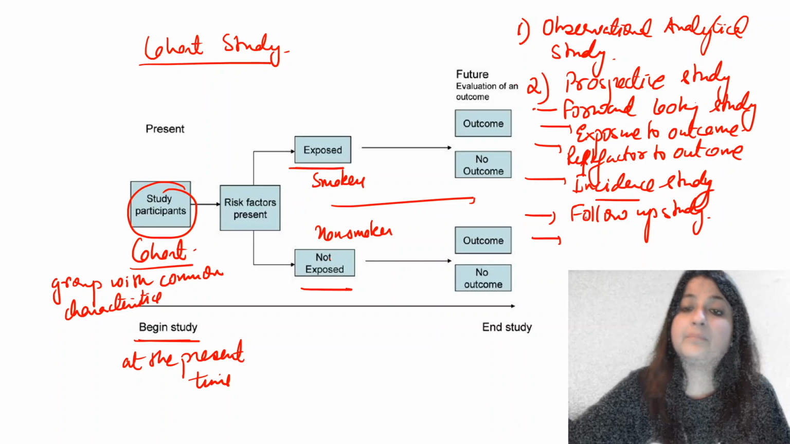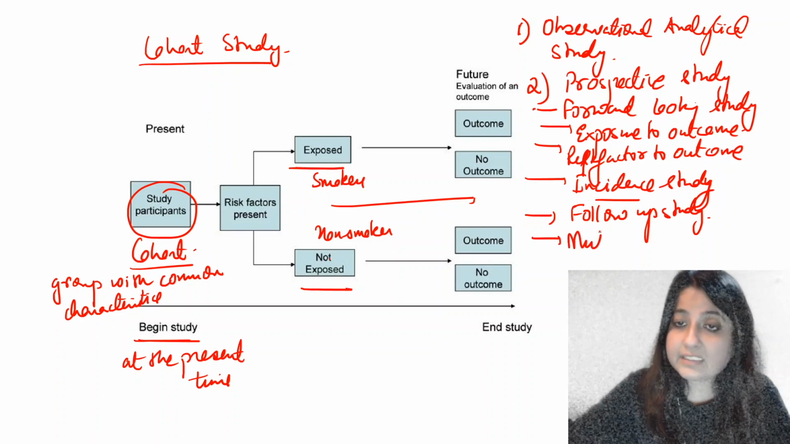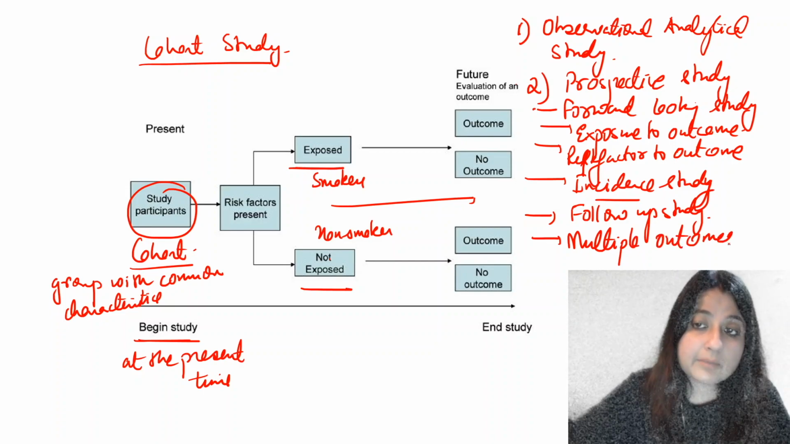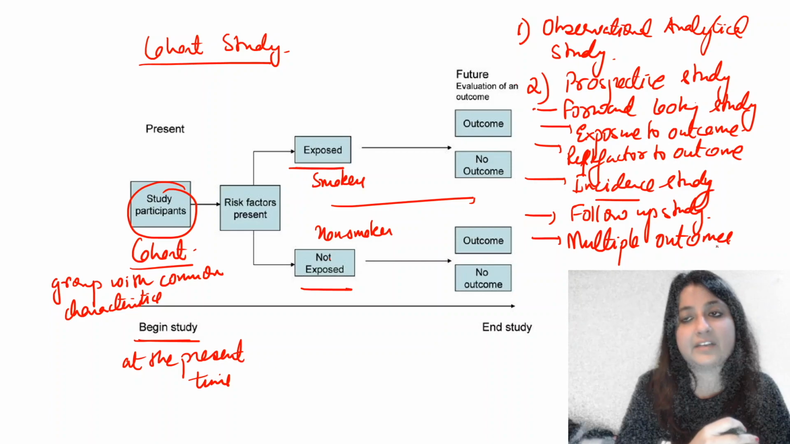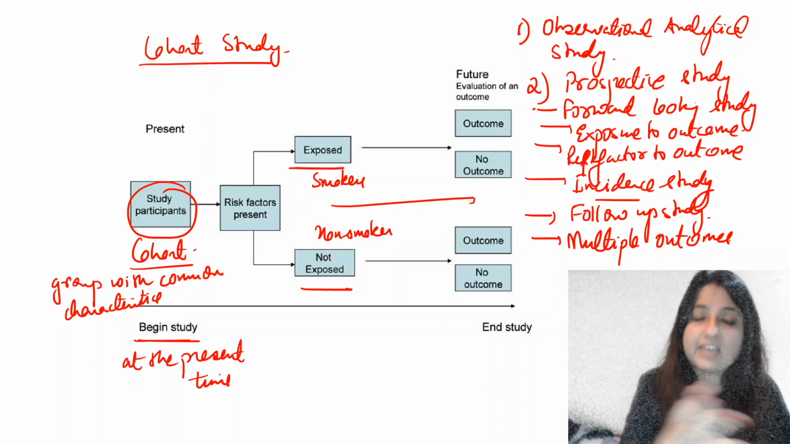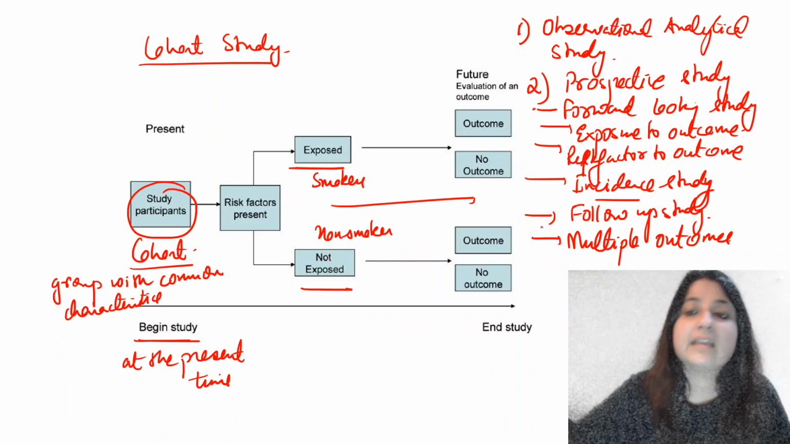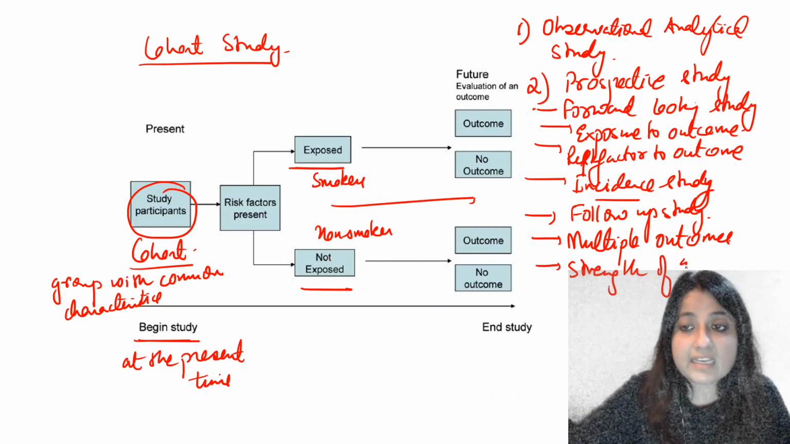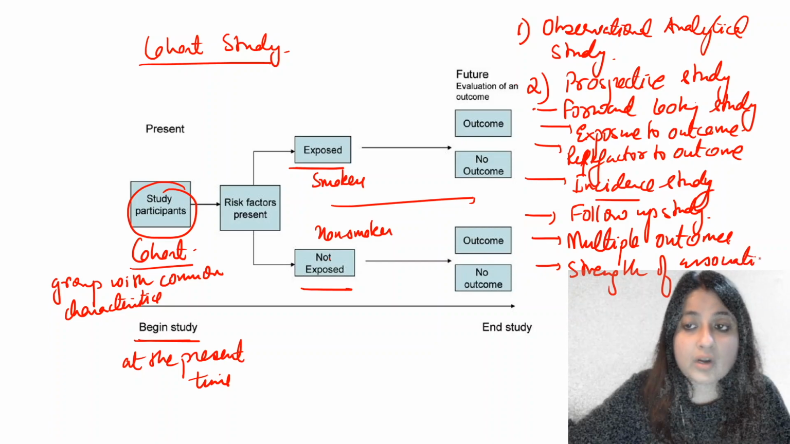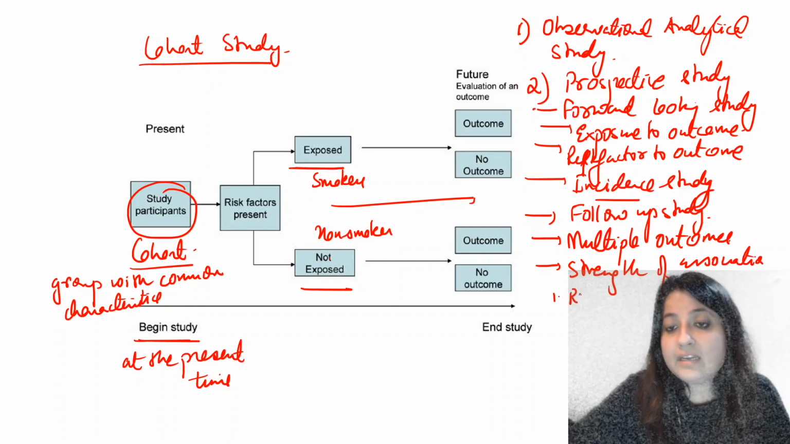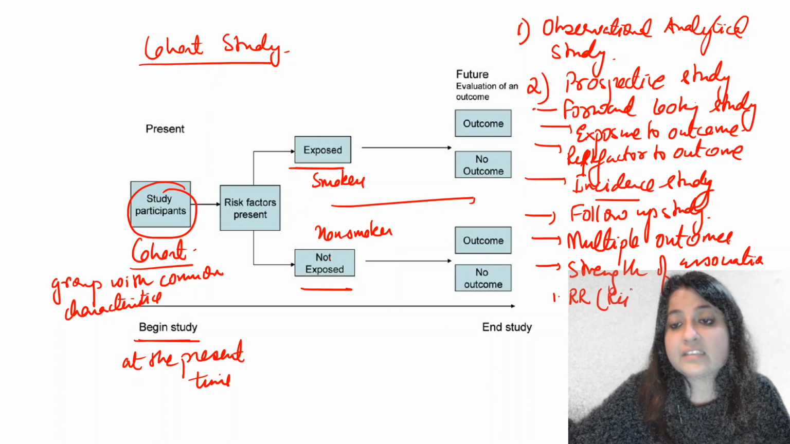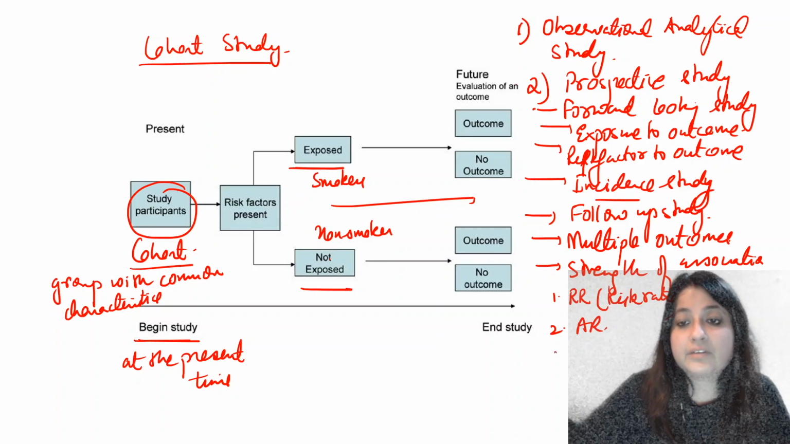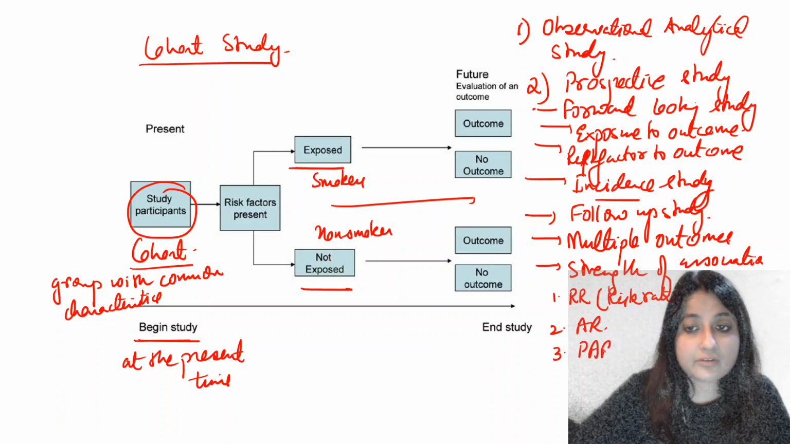ये हमें क्या पता करने में मदद करता है? It can help us study multiple outcomes, but multiple exposures can be studied by a retrospective cohort, retrospective case control, but multiple outcomes can be studied by this. There are three measures of strength of association in a cohort study. What are those? Number one, relative risk. Relative risk is also known as risk ratio. Number two, attributable risk, and number three, population attributable risk.